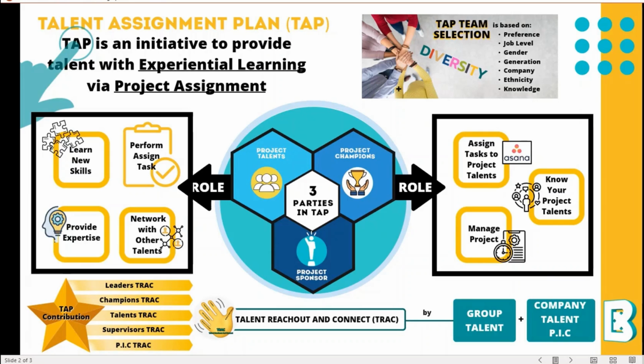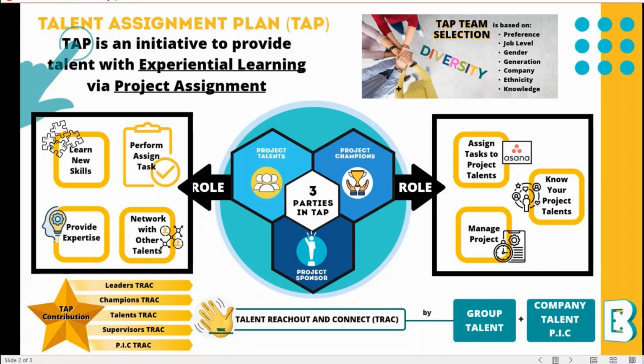And because there are many team members within our team, don't forget to know your talents, yeah? In a few months down the road, group talent and the person in charge of talent from the local companies will be reaching out to you to understand the contribution of the various project talents within your team. Now, I hope I have explained the role of project champion.